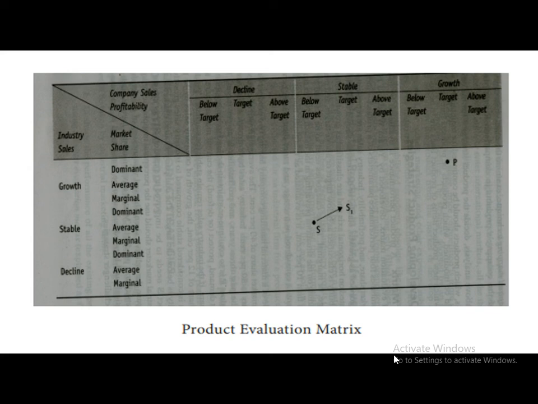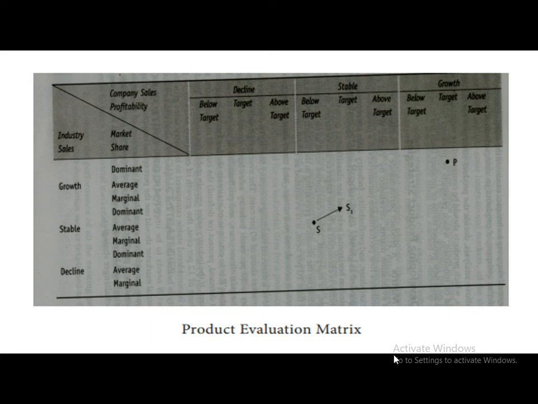remain constant. So product S has an average market share, suppose of 13%. The growth of the company sales, 16% in the past 3 years, is considered stable compared to the industry growth of 17%, as profitability is below expectations. Here the company's sales, market share, and the profitability of the product S are to be improved to the position S1. So S should improve to S1. That is shown in the table.